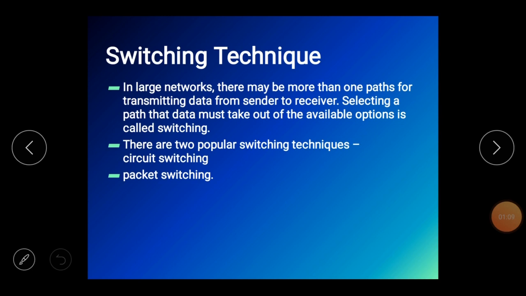There are two main switching techniques. The first one is circuit switching and the second one is packet switching. So now we will discuss one by one. The first topic that I am going to discuss is the switching technique called circuit switching.